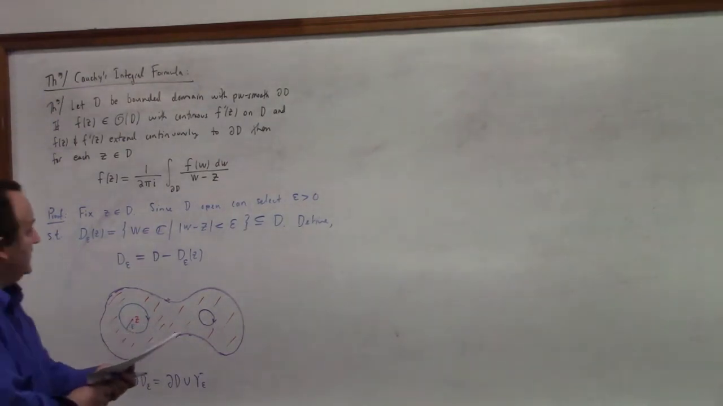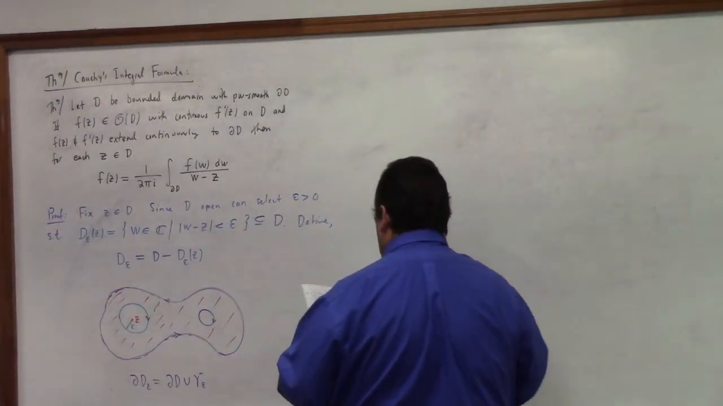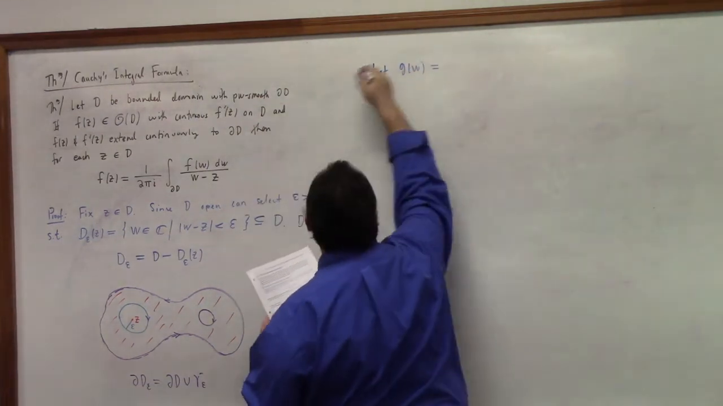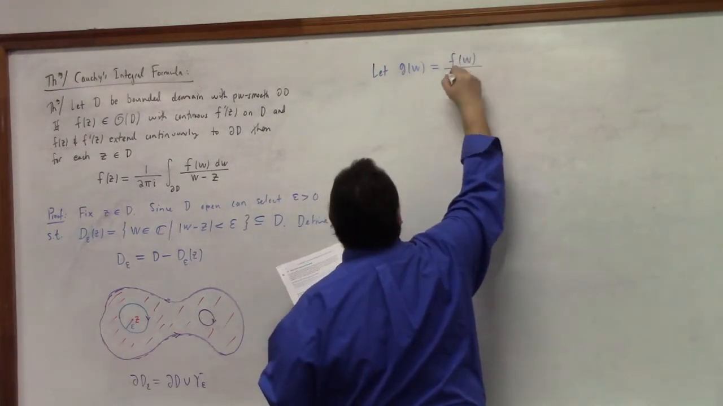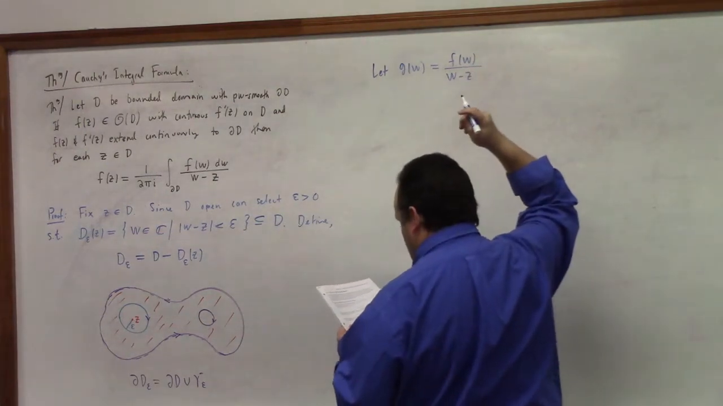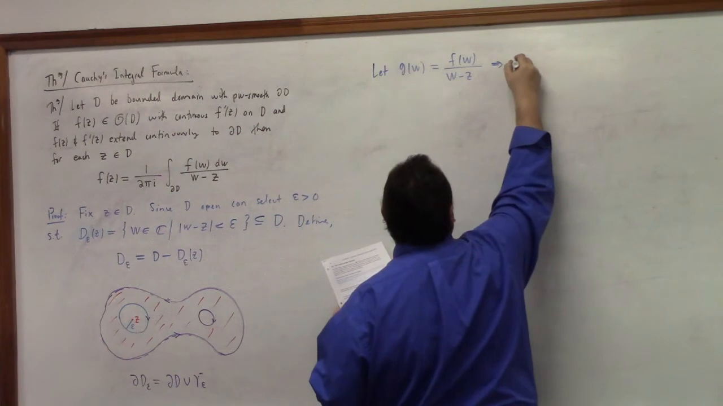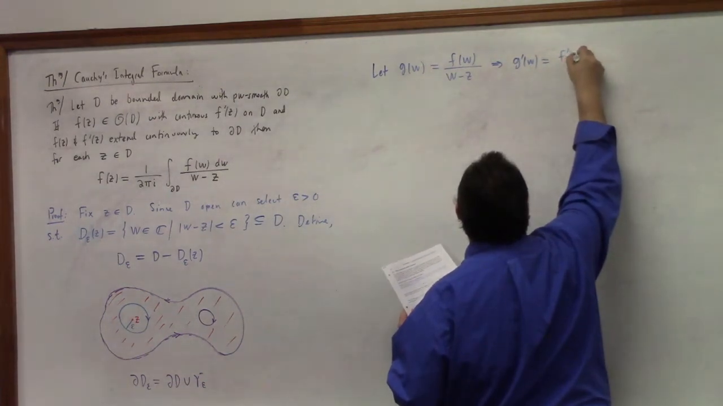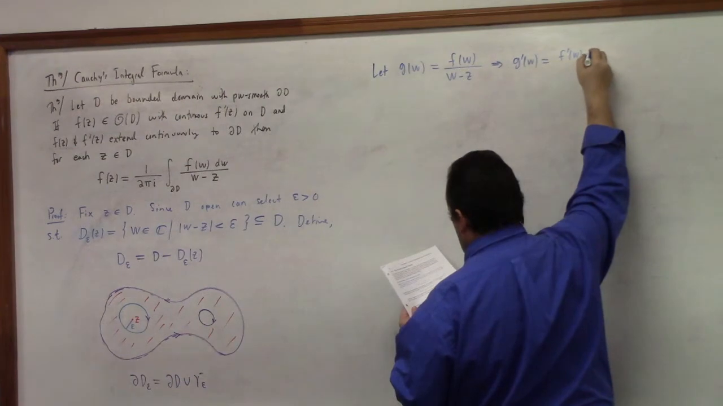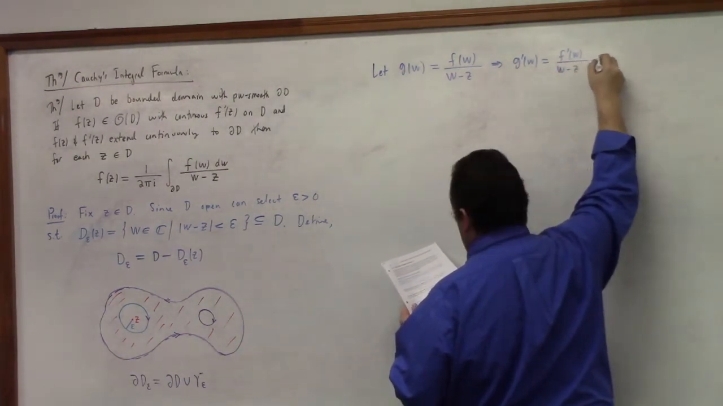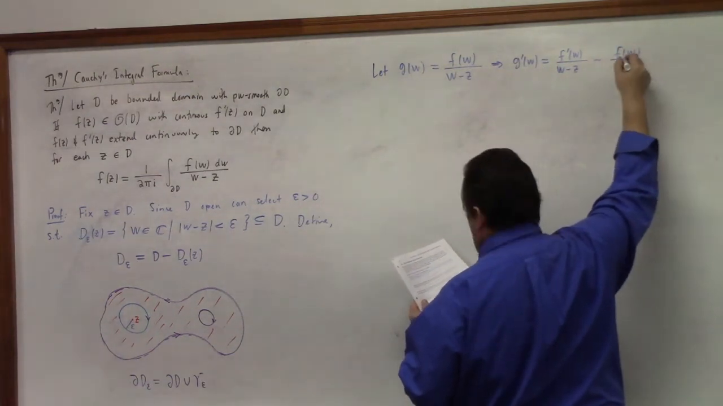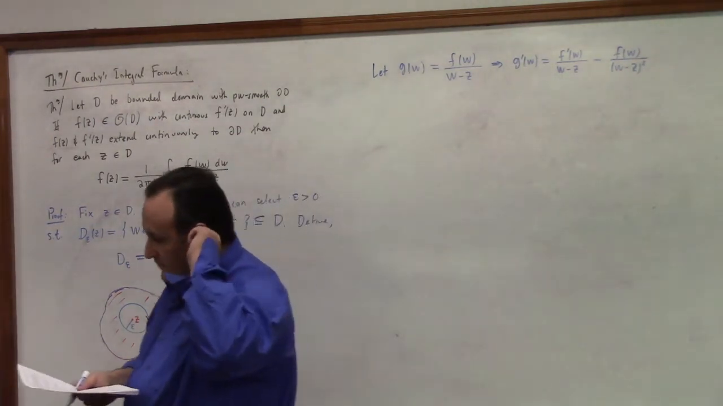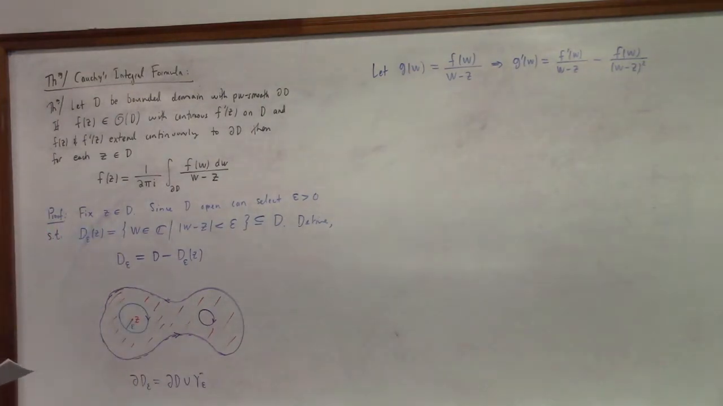Now, what else can we say? How about G of W? I defined G of W, right? So let G of W be the thing we're integrating here, which is F of W over W minus Z. So then what would G prime of W be? We got F prime of W over W minus Z, minus F of W over W minus Z squared, by usual calculus. You could do the product rule and the chain rule there, or you could just do the quotient rule, but I'll just write it like that.